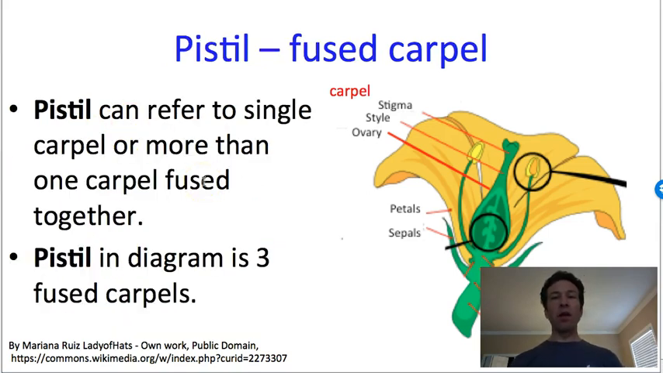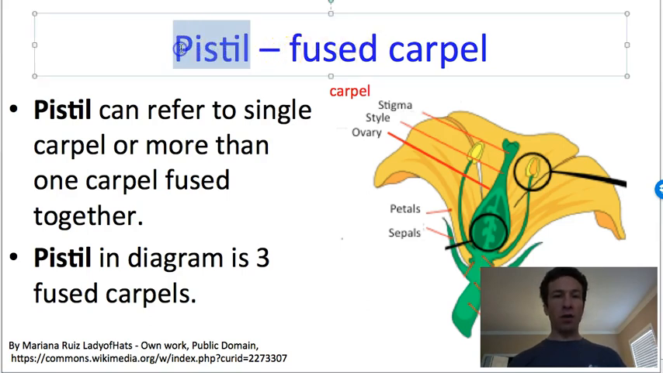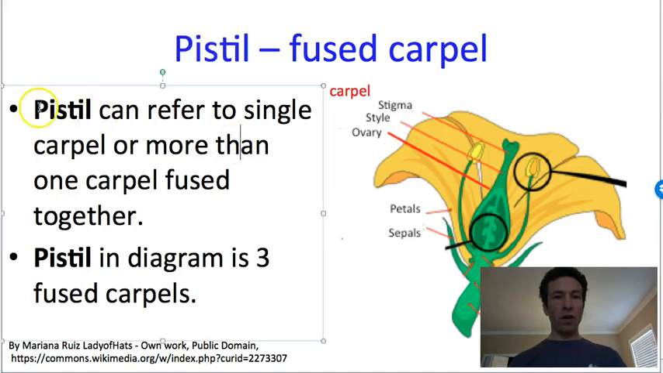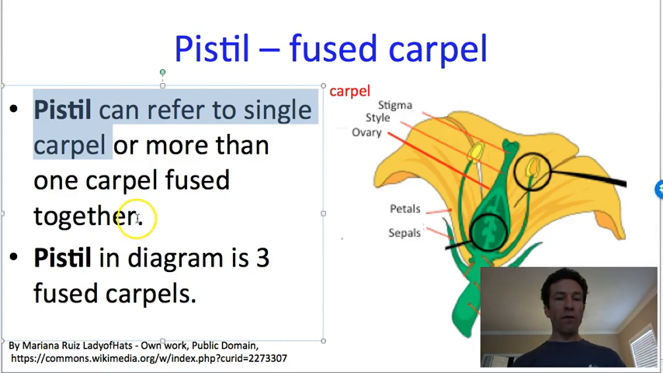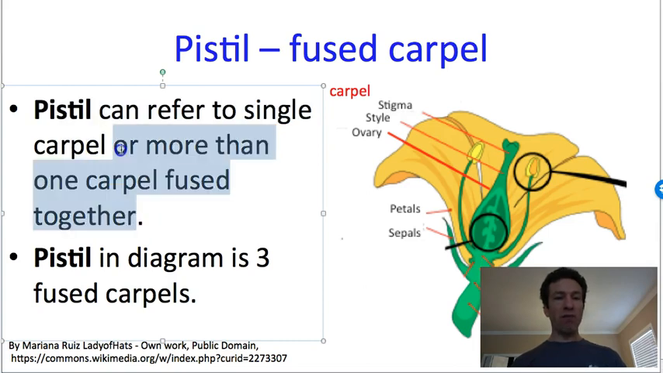We're going to add just one term in here. Sometimes multiple carpels are fused together. When they are, they form a structure called a pistil. So we'll use the word pistil if we have just one carpel by itself, not fused to anything, or for the joint structure if we have more than one carpel fused together.